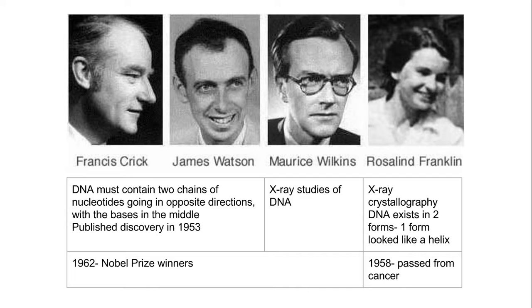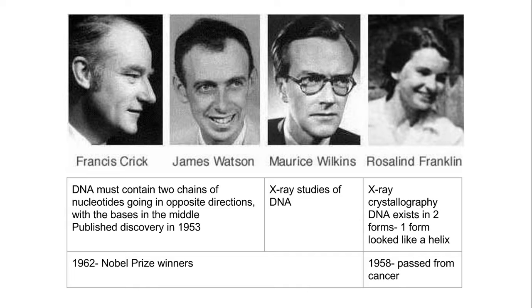But we can see right down the bottom that in 1962, Francis Crick, James Watson, and Maurice Wilkins were Nobel Prize winners. Unfortunately for Rosalind Franklin, she'd passed away from cancer 4 years earlier, and the rules of the Nobel Prize state that it can only be awarded to people who are living, which meant that Rosalind Franklin never received recognition for her work.